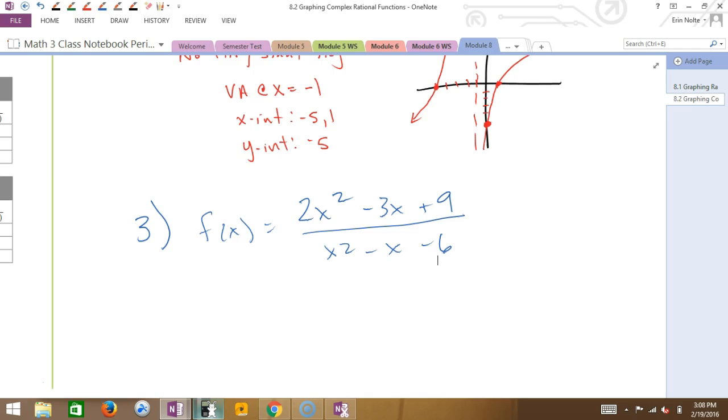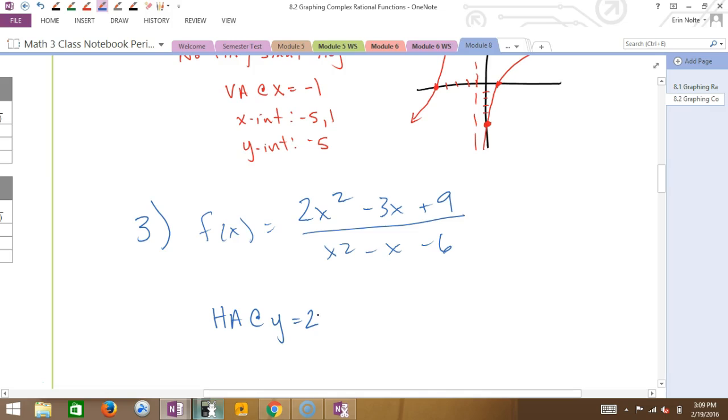Okay, we're going to start with the easy one. We're going to start with the horizontal asymptote. Okay, so which case is this? Bigger on top, bigger on bottom, or same? So where is my horizontal asymptote? Yeah, 2. 2 over 1 is 2.